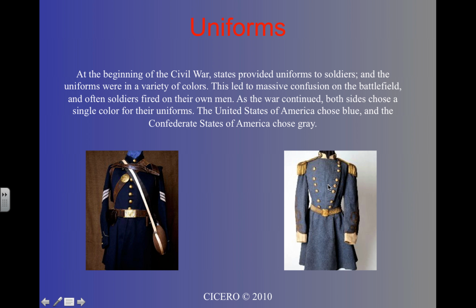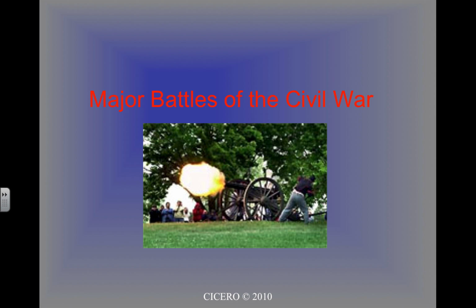Uniforms, you had the gray Southern and the blue Northern. This is true for most of the war, although not everybody always wore those colors. And these colors were worn, if you remember, they talked about open warfare. People just lined up and would shoot each other. So having different color uniforms was very important, so you knew who you were shooting at.